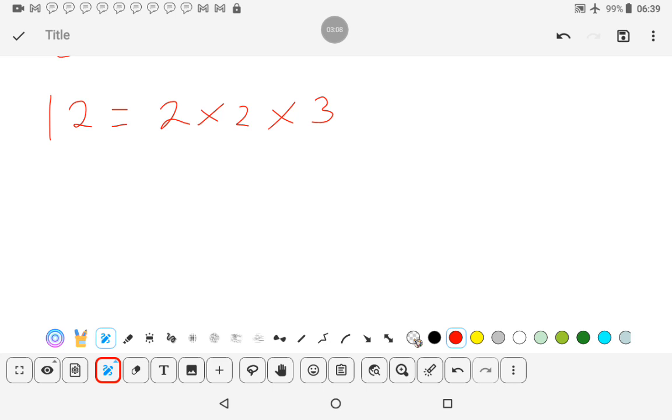So that is all about factorization. You break down a number into the product of smaller terms, the lowest terms that you can break this number into. So 2 times 2 is 4, and 4 times 3 is 12. So these are the factors of 12: 2, 2, 3.